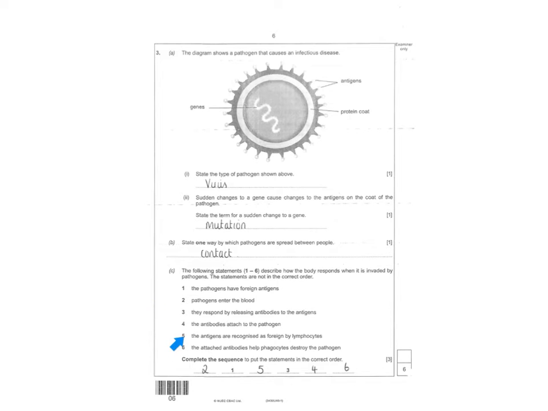Then we go to 5. The antigens are recognised as foreign by the lymphocytes. They respond by releasing antibodies to the antigens. The antibodies attach to the pathogens, number 4. And then lastly, the attached antibodies help phagocytes destroy the pathogen.